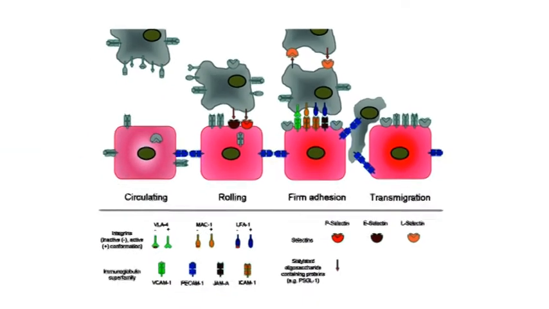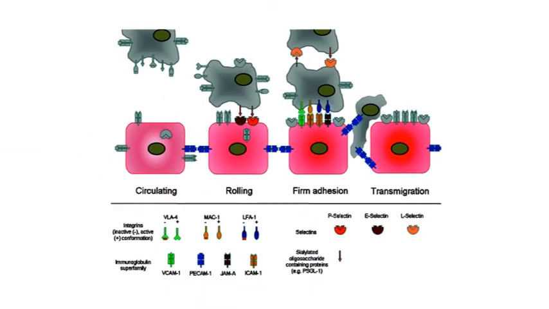Circulating neutrophils, monocytes, and lymphocytes recognize these adhesion molecules on the wall of the blood vessels, adhere, and then move through the vessel wall into the tissue space.